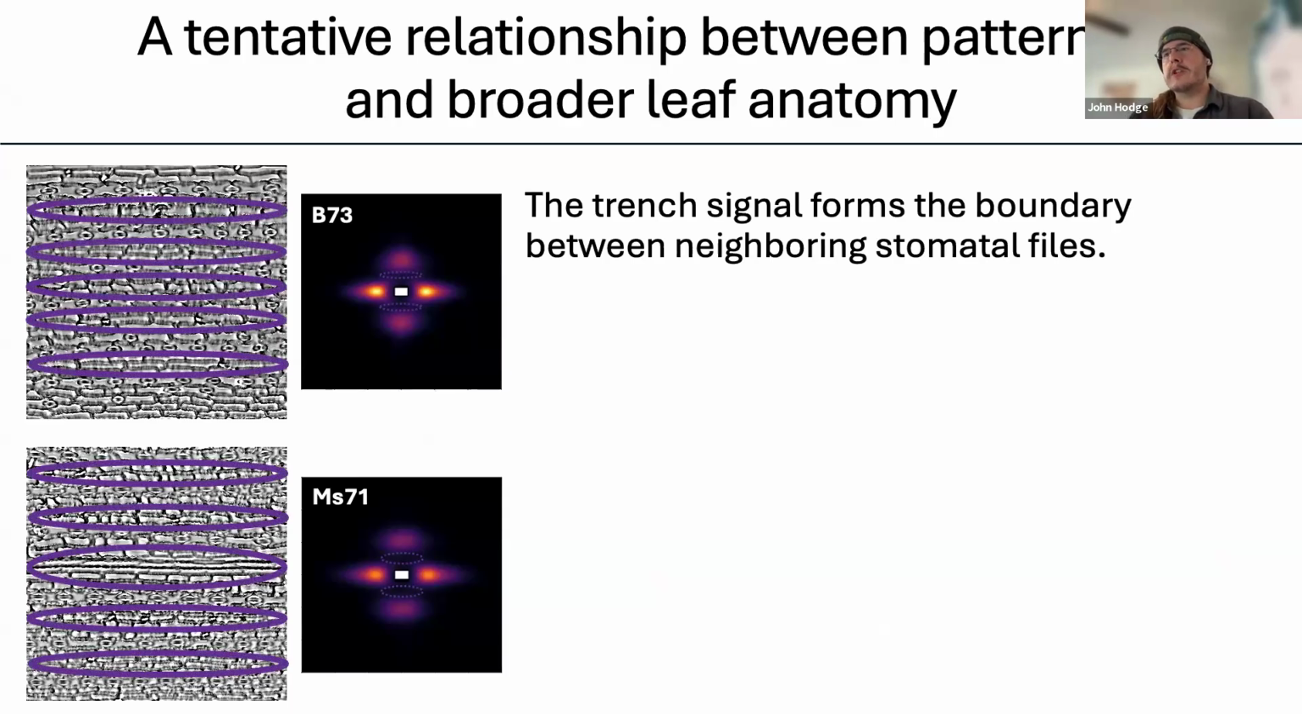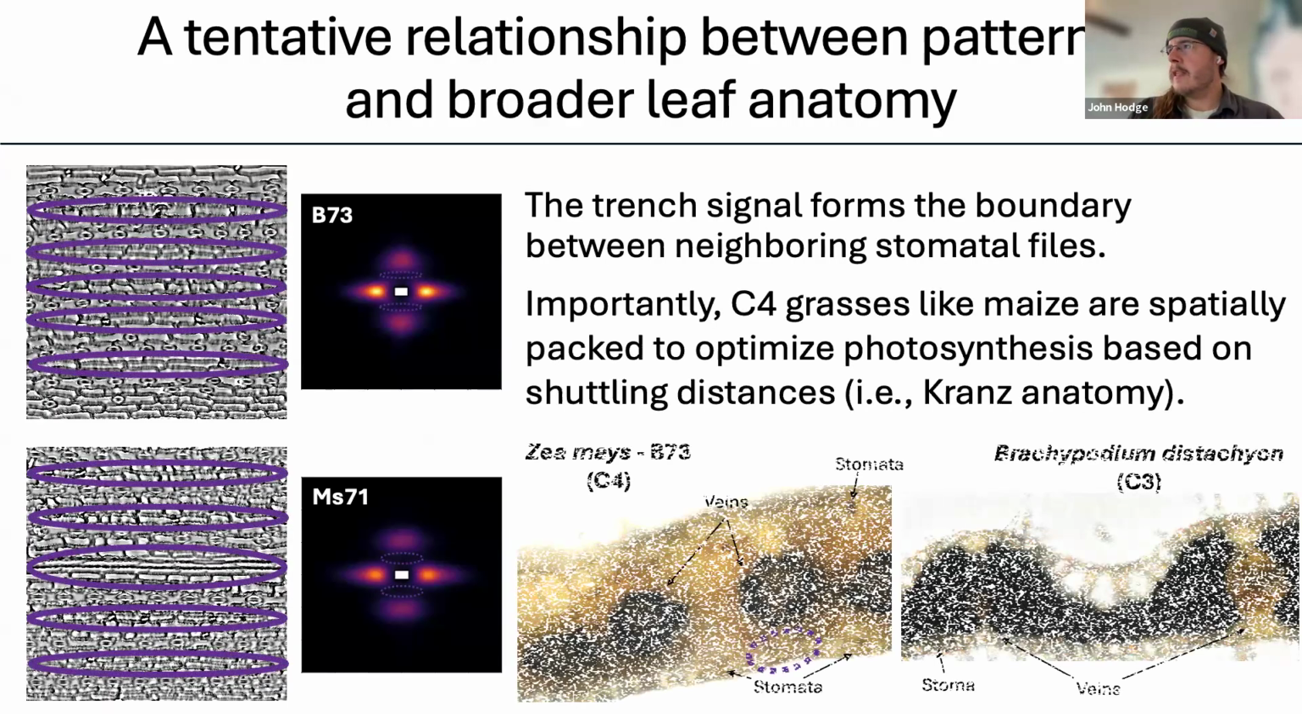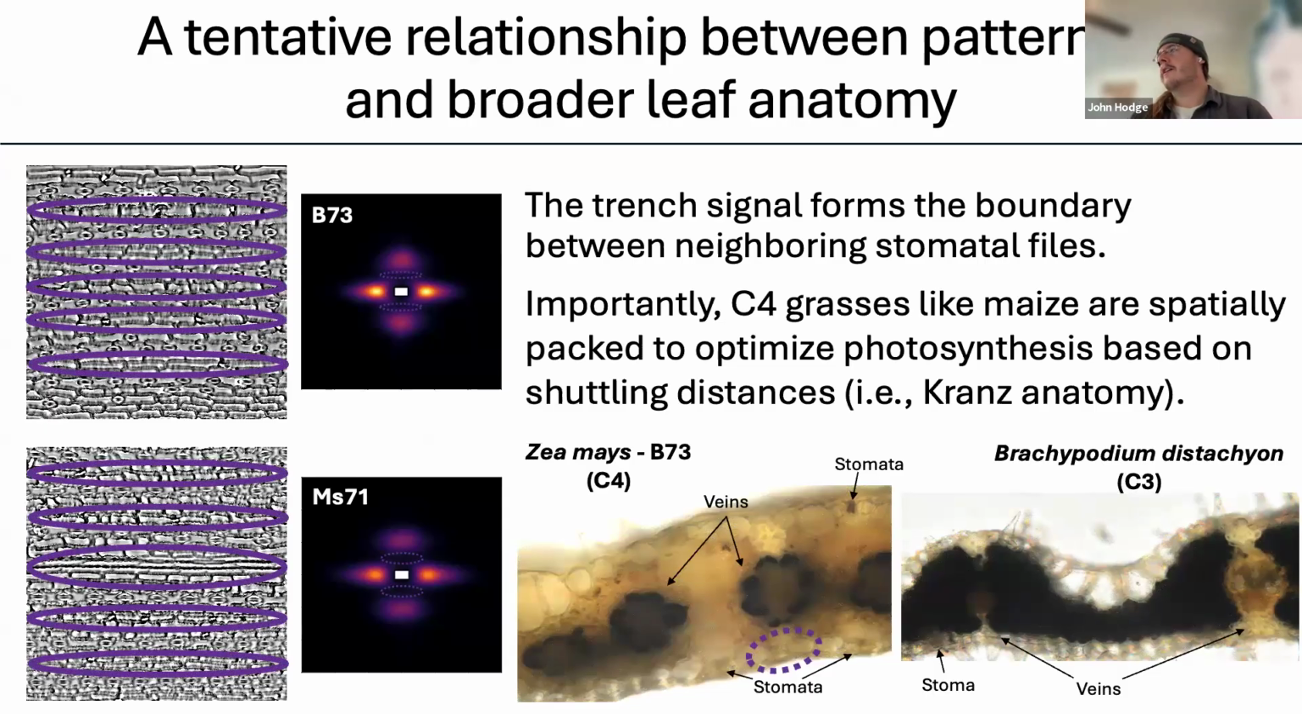And if we look at where those trenches are, one thing that starts to stand out is that in a couple of these cases, these trenches seem to be occupied by these fiber cells that are running down the length of the leaf. Now, this is probably important especially in a C4 system like maize, because they are overbuilt to optimize shuttling distances because they're C4. And if we're just comparing B73 to Brachypodium, one thing that's very clear is we have a lot more veins in approximately the same area.